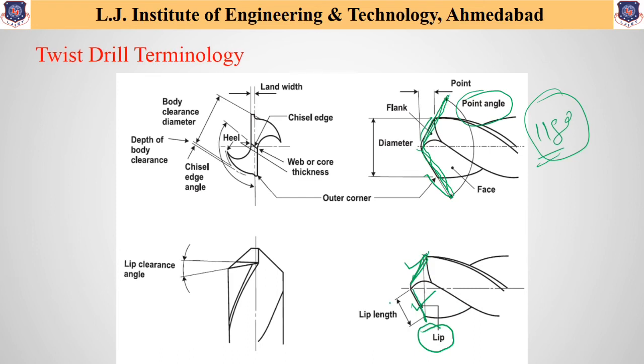Similarly, another parameter, the length of this lip, is called the lip length. And as one can see in another figure over here, the clearance that is formed at the lip is called the lip clearance angle. So the lip clearance angle is also clearly shown in this figure.